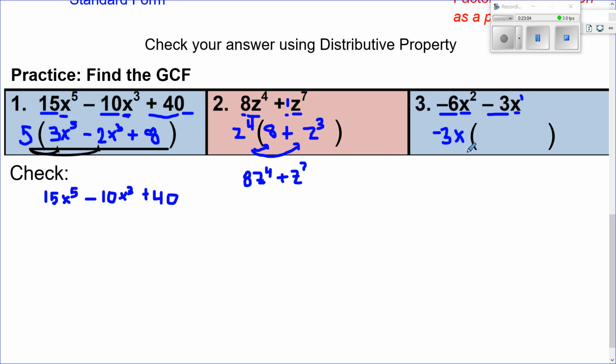You have negative 3x. So now when you do distributive property, it should work out. Negative 3 times what equals negative 6? 2. X times what equals x? X. Negative 3x times what equals negative 3x? Plus 1.